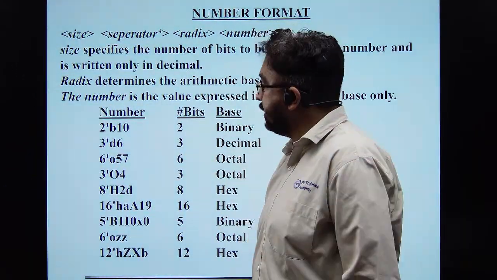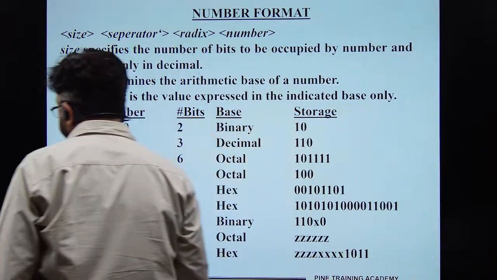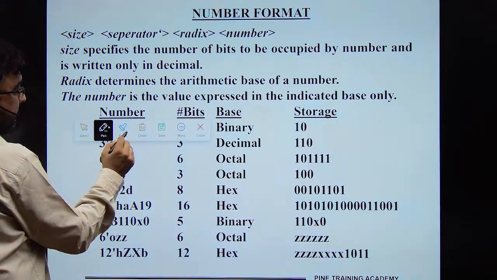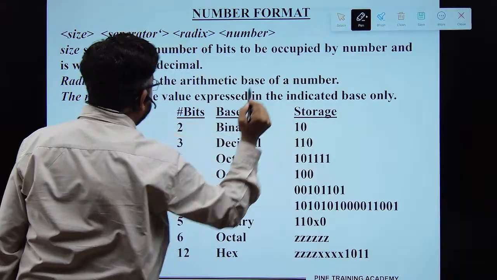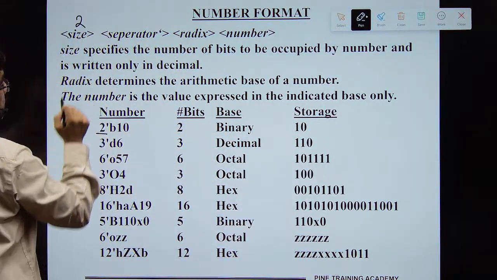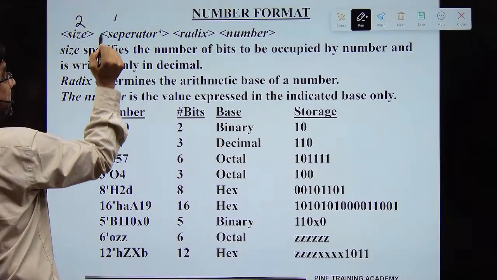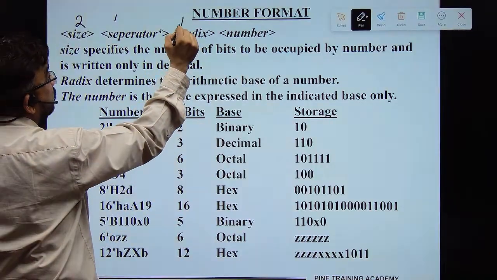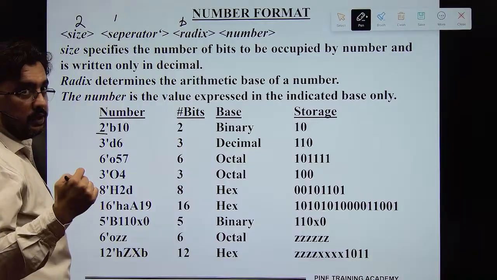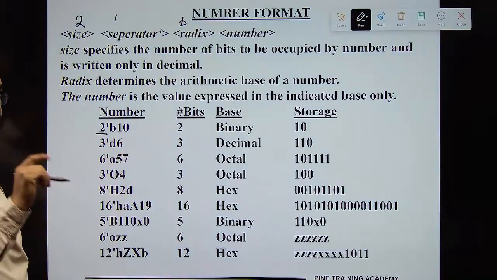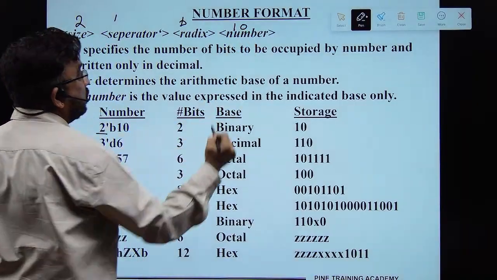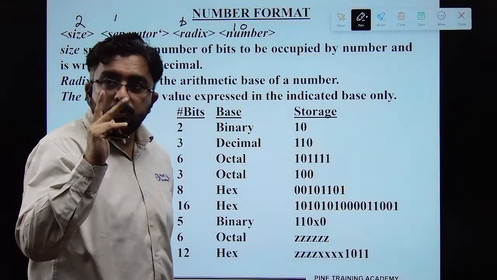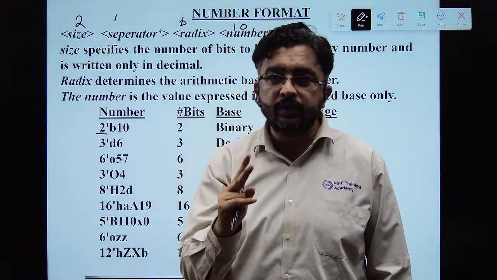So you can see here, size. Just take this one. Size means 2. This tick means separator. B means binary, the radix. And number is what you actually want to represent. This is not a 10, this is a value 10. 2 tick B 10 means you want to force the value 10.